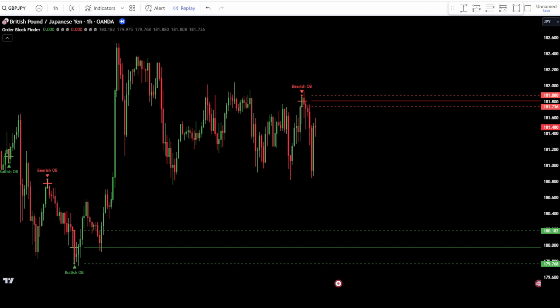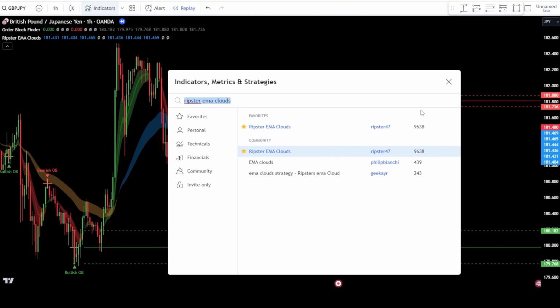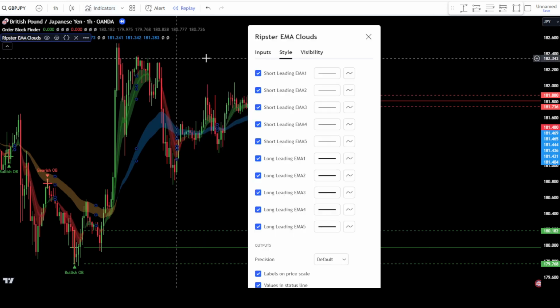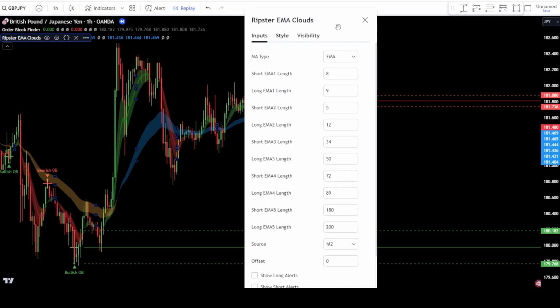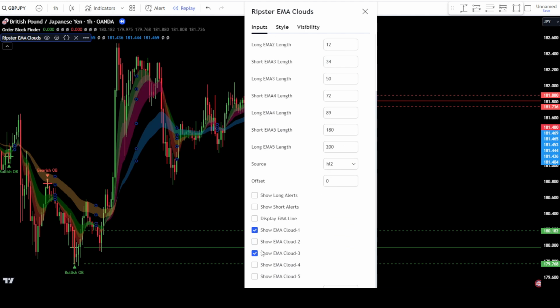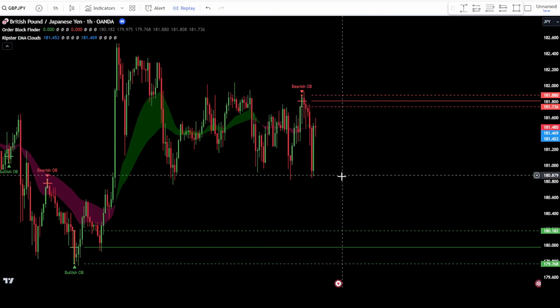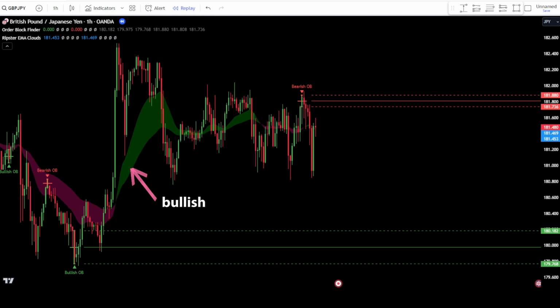To do that, go back to the Indicator Search tab. In the Indicator Search tab, type Ripster EMA Cloud and then simply select Ripster EMA Clouds by Ripster 47. After that, go to the settings of the Ripster EMA Clouds indicator. In the Inputs tab, change the number in the short EMA length 1 to 20, then also change the number in the long EMA length 1 to 50. Next, uncheck the boxes for Show EMA Cloud 2 and Show EMA Cloud 3. Once done, click OK to confirm the changes. If the Ripster EMA Clouds are green, it indicates a bullish trend, while if the Ripster EMA Clouds are red, it indicates a bearish trend.